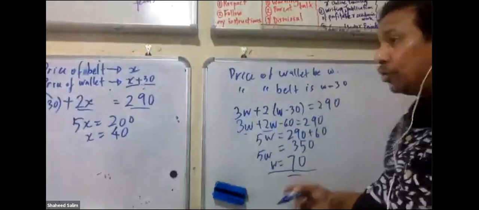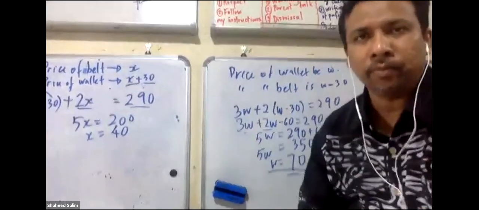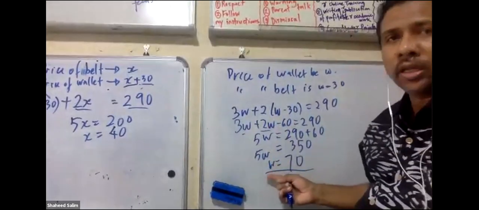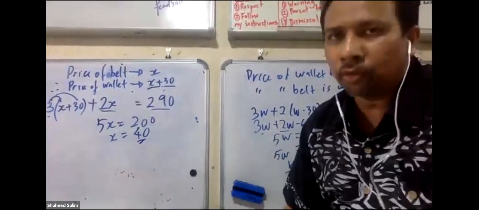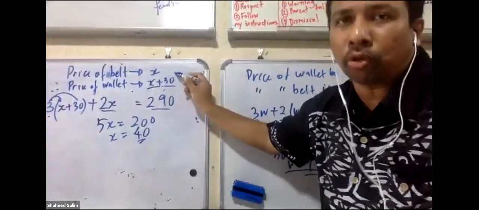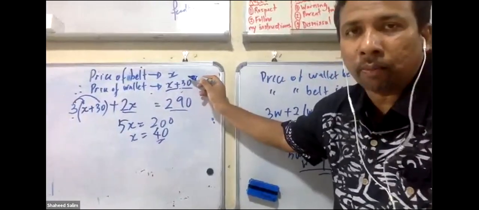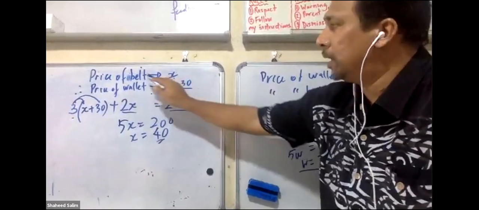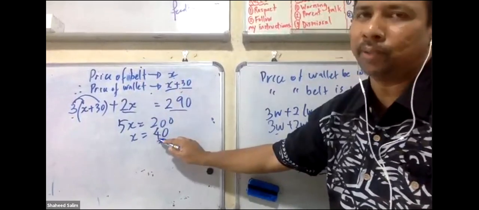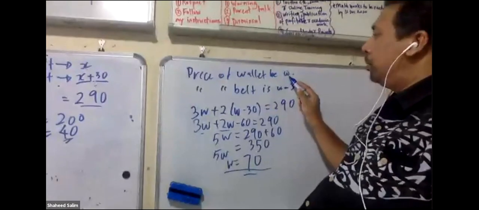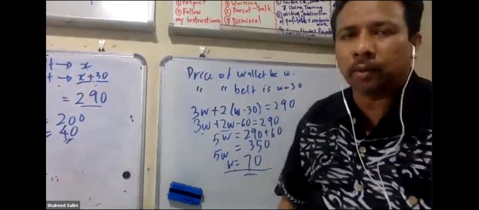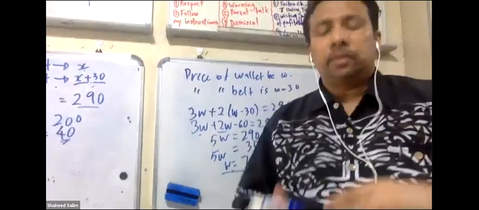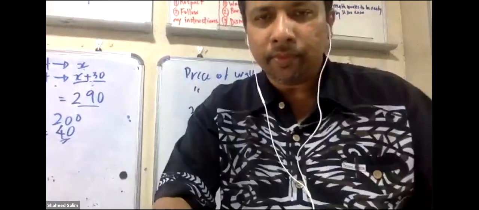So sometimes some students already do the question, then they got answer, then they get it wrong. You know why? Because they forgot what is W, or they forgot what is X. They think 40 is the price of wallet. No, you must look back down here. That's why it's important to write what you are putting the unknown to be. You let X be the price of belt, so you only found the price of belt. Down here, you let W be the price of wallet. What you find is the price of wallet. Can? No problem. Okay. You okay? All right.